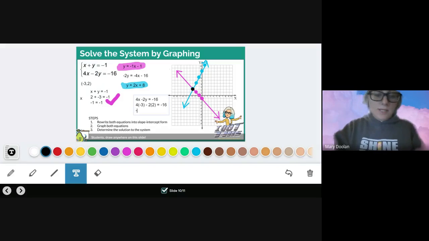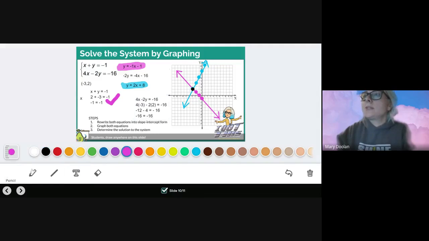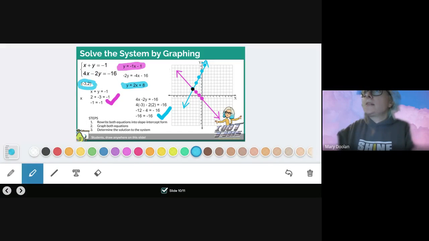Well, 4 times negative 3 is negative 12, and 2 times 2 is 4, so minus 4 equals negative 16. Does this side equal that side? Negative 12 minus 4, that's the same as negative 12 plus negative 4, which is negative 16. Okay, negative 16 equals negative 16. So on this equation, it also works out. Check mark here. I went back and checked that it really was the solution. Okay, so this is my answer.